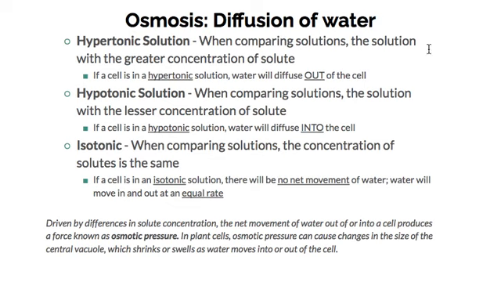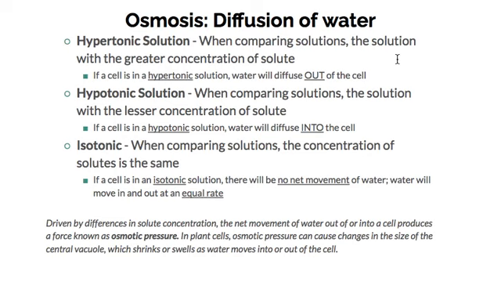So then we have our three types of solutions: hypertonic, hypotonic, and isotonic. So hyper, remember, think hyper, think above. Like a hyperactive person is above active. Hypo is below, and iso, think equal.